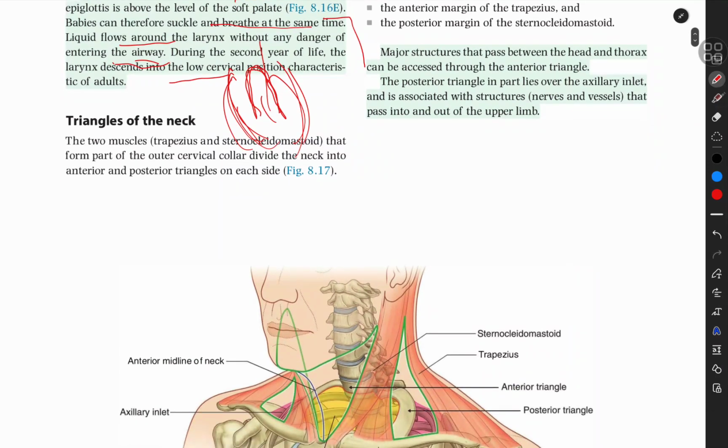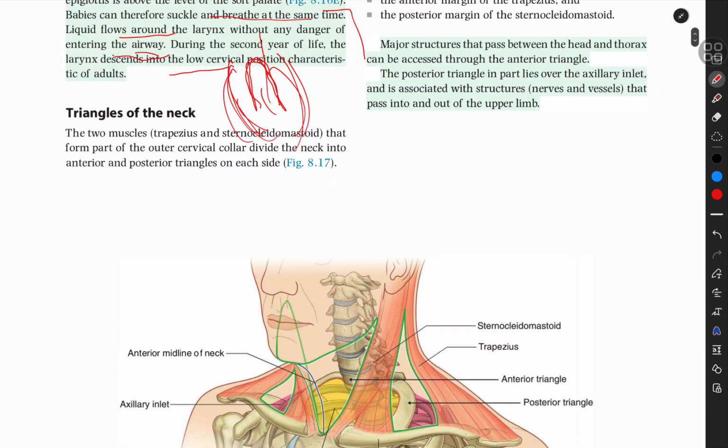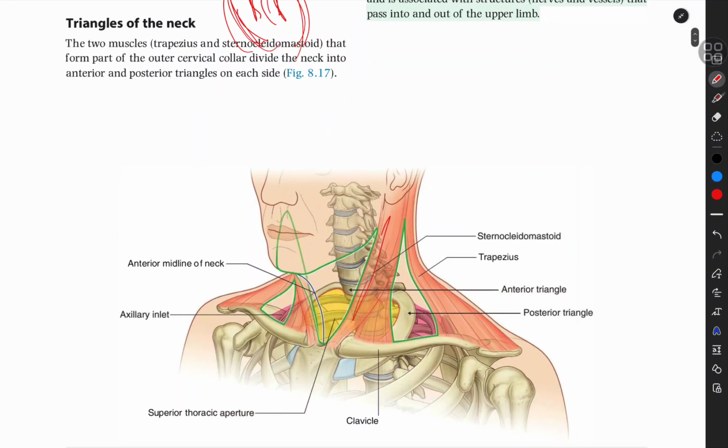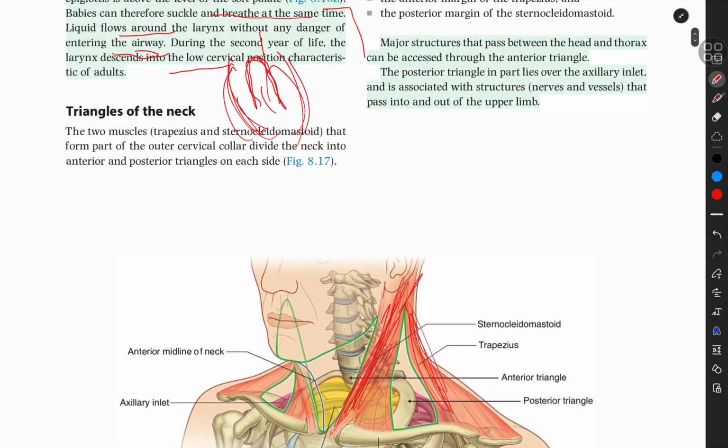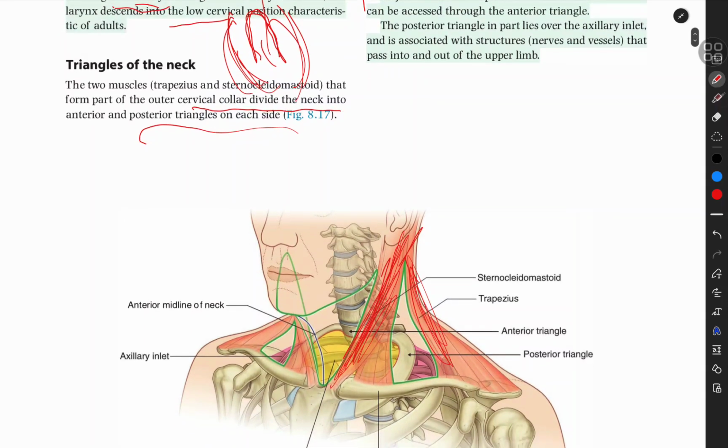Triangles of the neck: the two muscles, the trapezius and the sternocleidomastoid, form part of the outer cervical collar and divide the neck into anterior and posterior triangles on each side. This is the sternocleidomastoid, a big muscle, and this is the trapezius muscle. Anterior to the sternocleidomastoid is the anterior triangle, and between the sternocleidomastoid and the trapezius muscle is the posterior triangle.